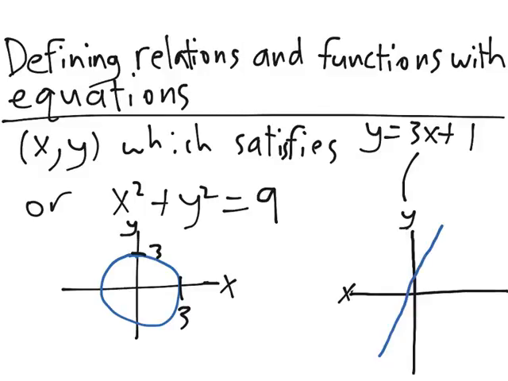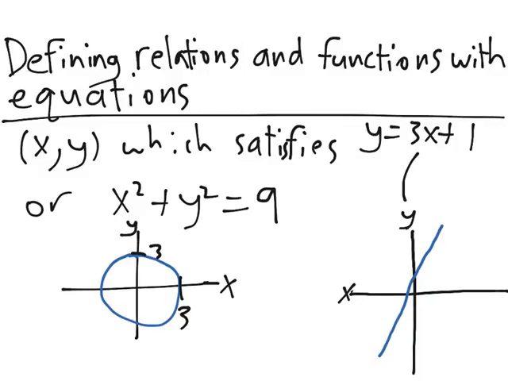So if we look at the graph for y equals 3x plus 1, it's pretty easy to see that given any x value, there is only one y value that matches it. So this equation, in fact, defines a function, not just a relation. For x squared plus y squared equals 9, we actually don't have a function, because at, say, x is equal to 0, y can take the value either 3 or minus 3.